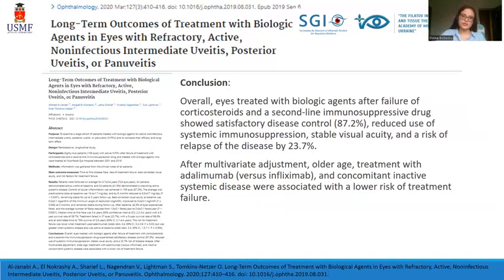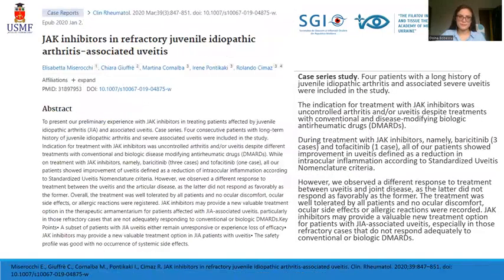After multivariate adjustment, old age, treatment with adalimumab versus infliximab, and concomitant inactive systemic disease were associated with a lower risk of treatment failure. Here is another study about JAK inhibitors in refractory juvenile idiopathic arthritis-associated uveitis. This is a case series study.